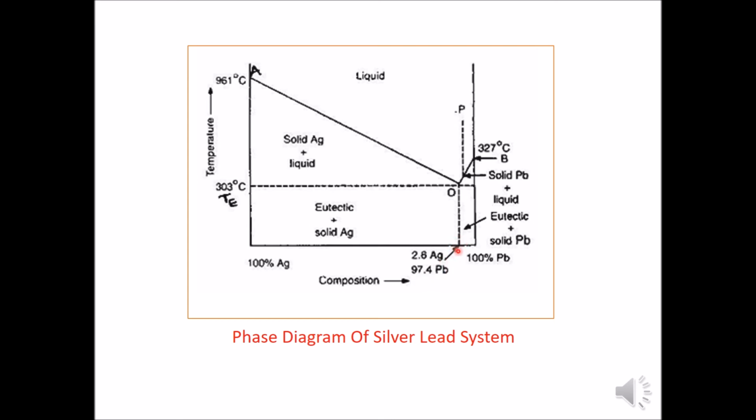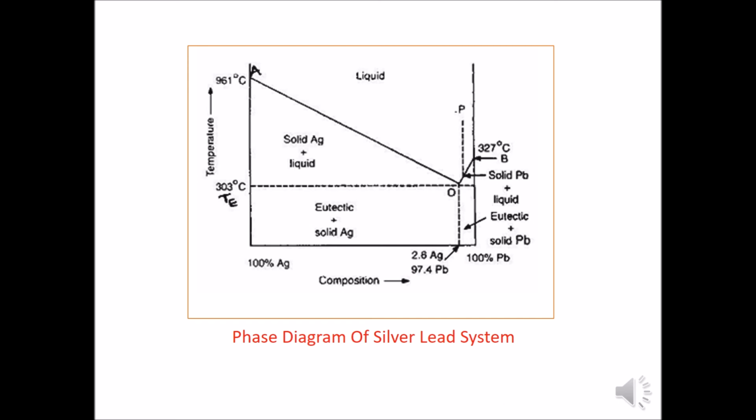Here you can see 100% silver was present. So as we go far from this point, the percentage of silver decreases. So here the percentage of silver will be 2.6%, and this is very close to the point where lead was 100%. So here 97.4. So this is eutectic composition.